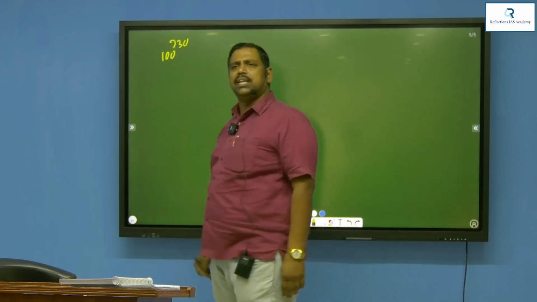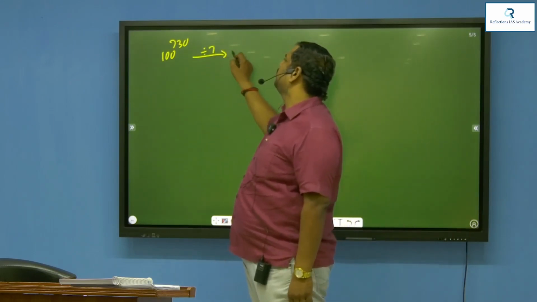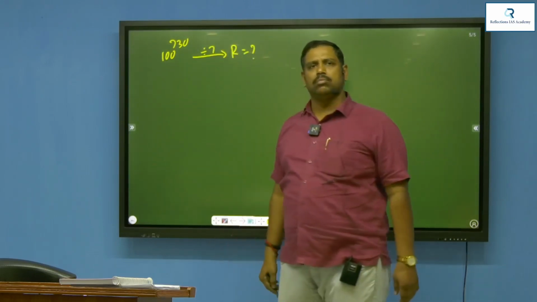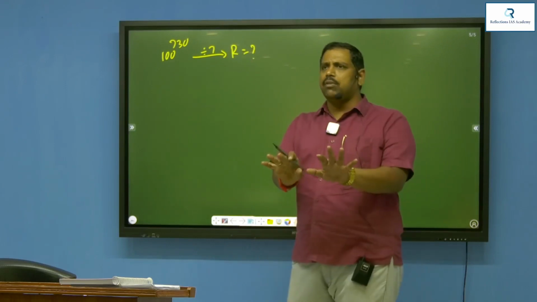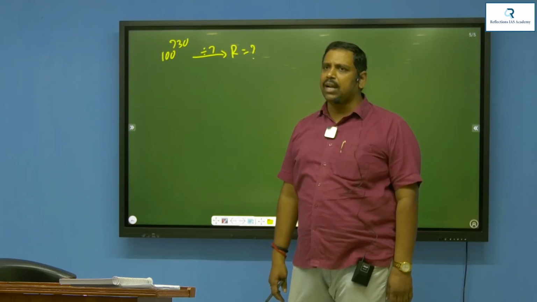Now tell me, is it divisible by 3 or not? Not divisible. Okay. Now the same question I am asking: divide with 7. What is the remainder he is asking? Shall we solve it? If you can solve it, any problem of remainders you can solve.